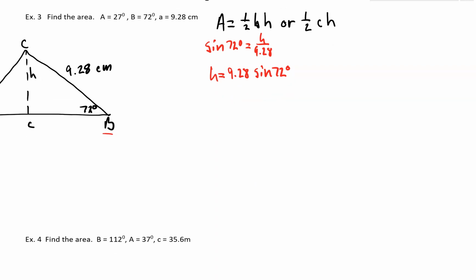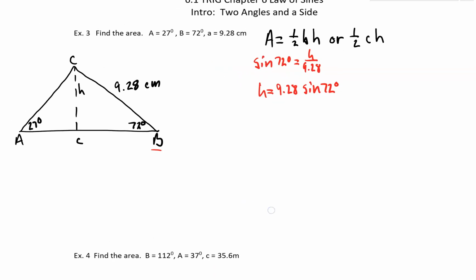Let's take a look here. The law of sines. I need to find length C, so I need the angle measure for C. Well, this is going to be 180 degrees minus (27 degrees plus 72 degrees). So angle C in this one is going to be 81 degrees.